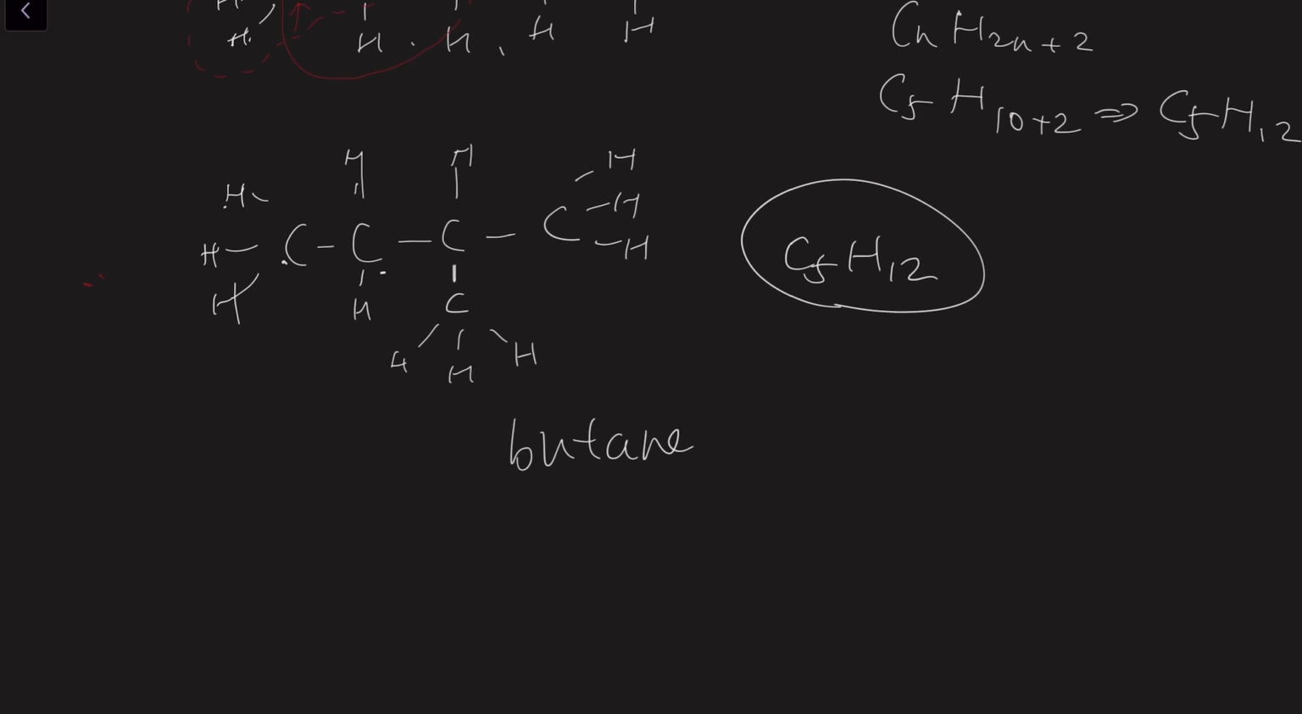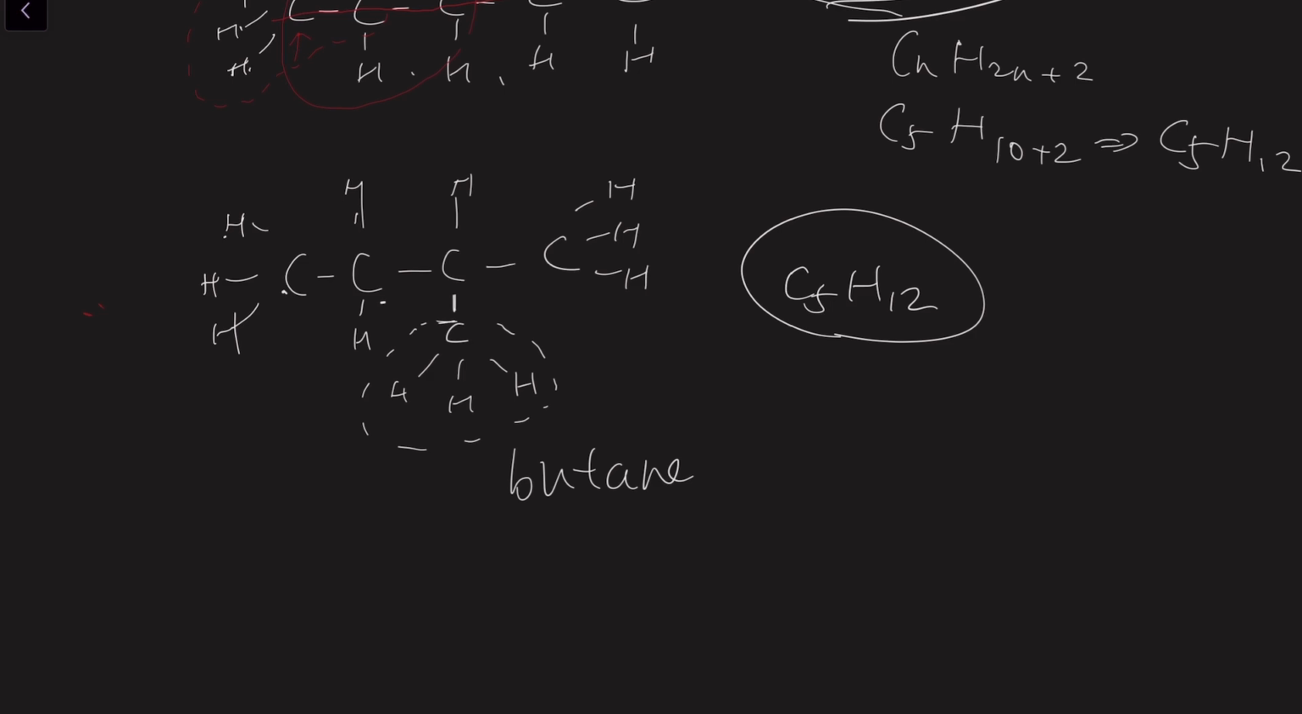So what is this thing called? Whenever something branches out, when you have only 1 carbon branching out, you also start with the prefix meth, and you add the suffix YL. So it is called a methyl group. When you have 2 carbons branching out, it's called an ethyl group. So that's the naming convention of the group that branches out.